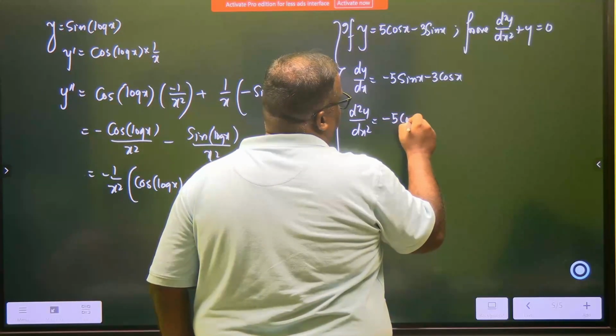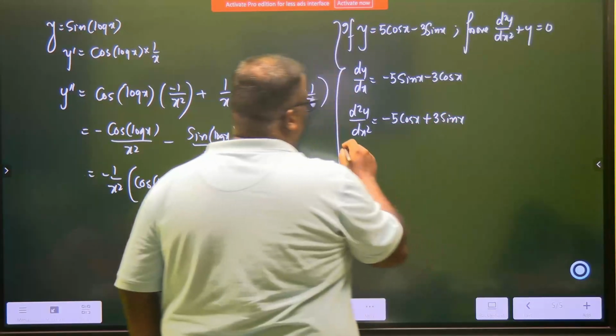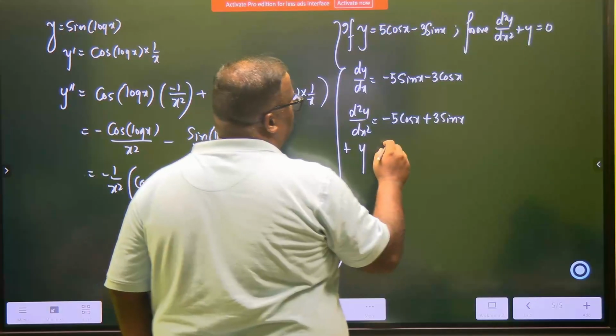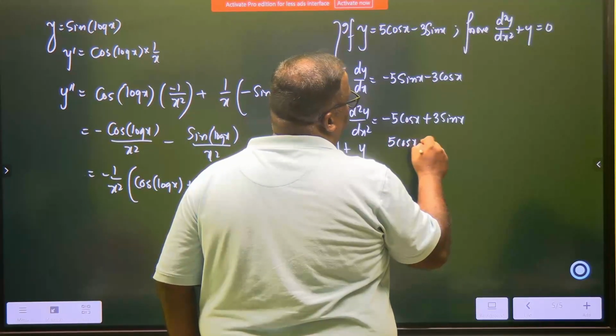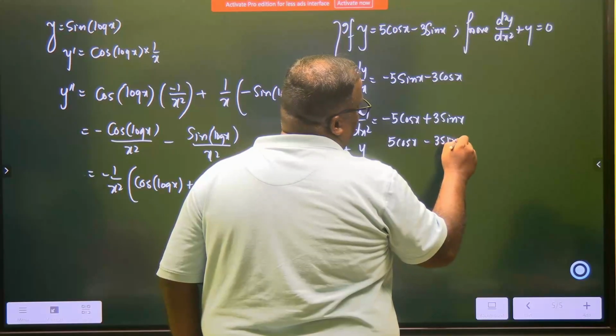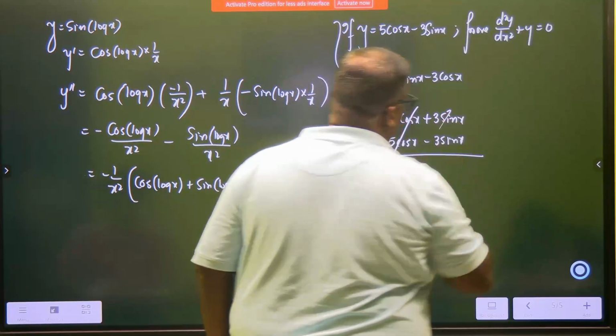Minus 5 cos x plus 3 sin x. With this, we are going to add y, which is 5 cos x minus 3 sin x. If you add this, you get a 0. Proved.